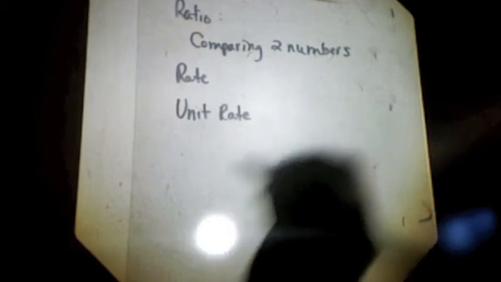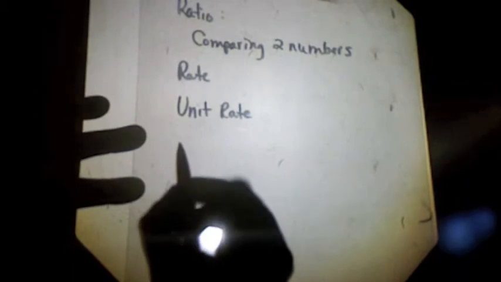All right. And what is a rate? Comparing two numbers that have different units. Absolutely. And what is a unit rate? The other vocabulary word we have, unit rate. And why do you have it? What is a unit rate? Yeah, that's when the denominator is 1.